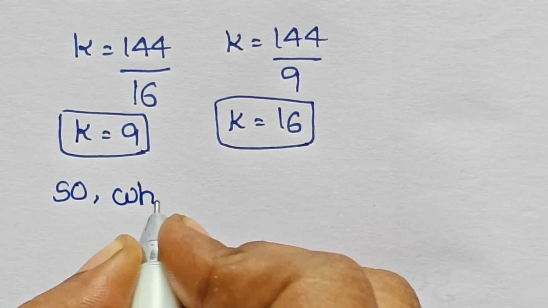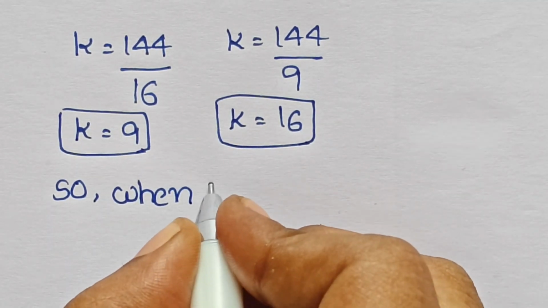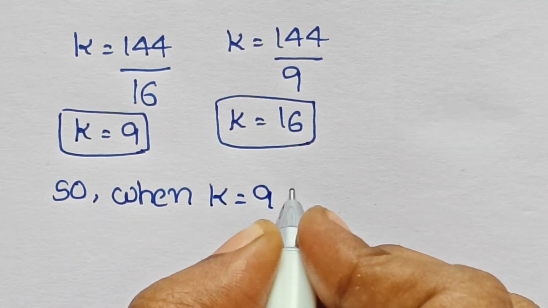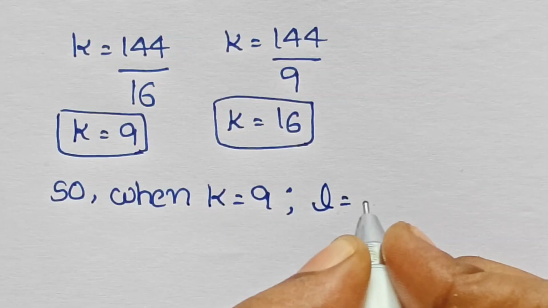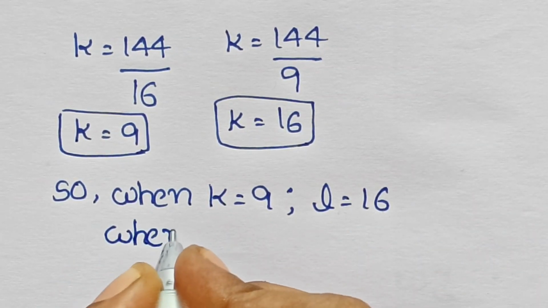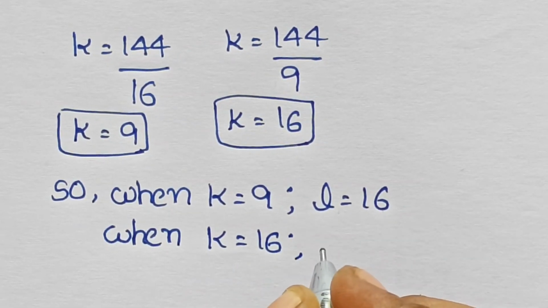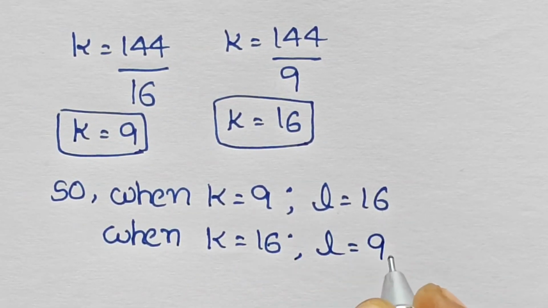So, when k is equal to 9, L is equal to 16. When k is equal to 16, L is equal to 9.